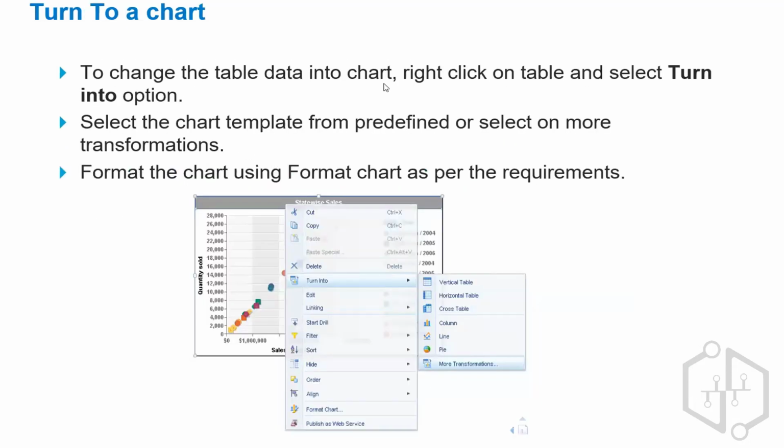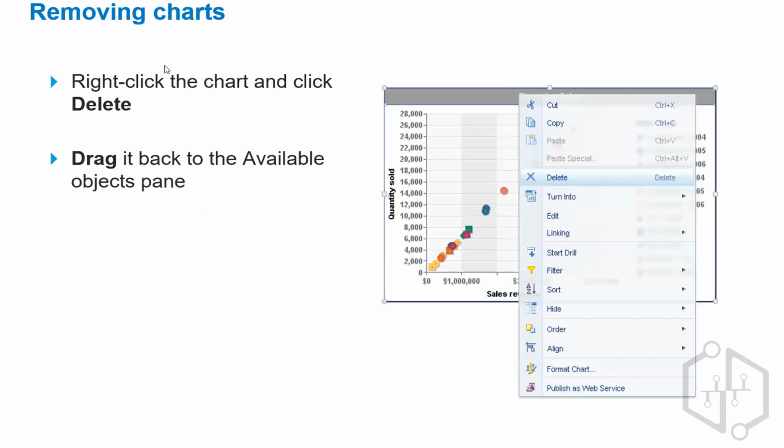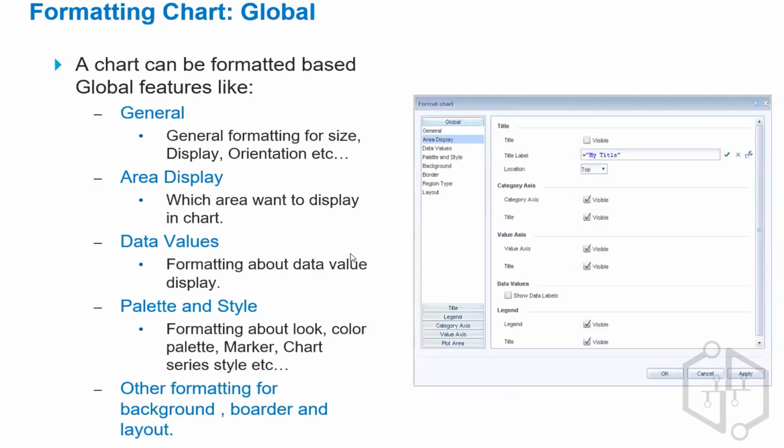We can also change the table into chart or chart into table. To change the table data into chart, right click on table and select turn into, select some chart, or select the chart from predefined, or select one or more transformations. Then after turning it into chart, we can format the chart using the format chart option as per the requirements. Removing a chart is just a right click and delete, or drag it back to the available objects pane.